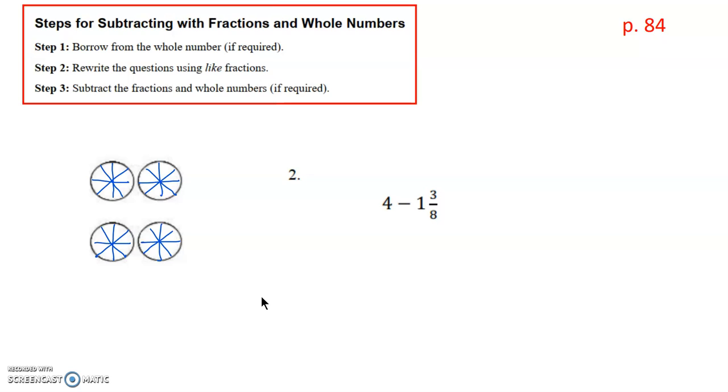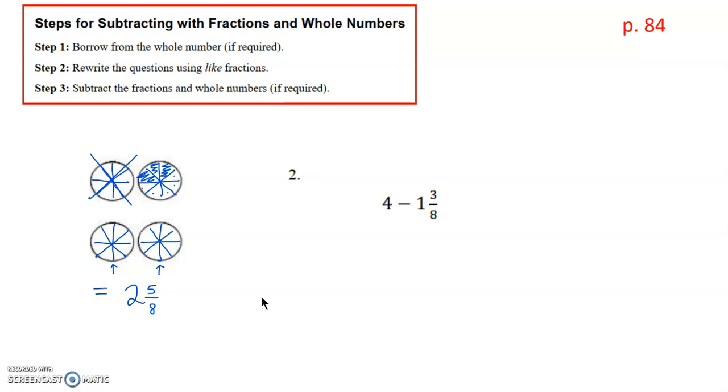So we're going to take away 1 whole and 3/8. So we're going to take away 1, 2, 3 pieces. So that leaves us with 2 whole pizzas, if you will, and 1, 2, 3, 4, 5 pieces out of 8. So we have the answer as 2 5/8.